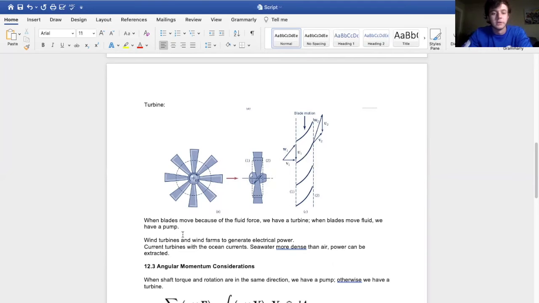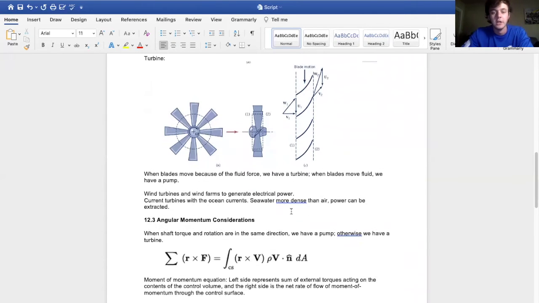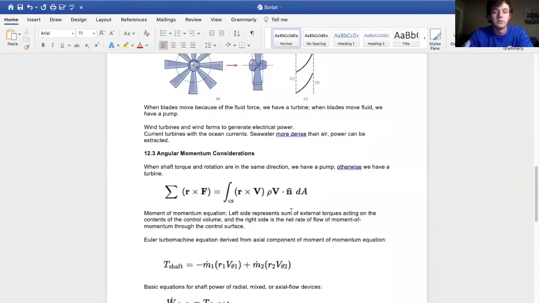And then some great real world examples of turbines. Wind turbines and wind farms are used to generate electrical power all over, and they're becoming increasingly big. And there are actually current turbines in the ocean which are being considered, where the big ocean currents are turning turbines and also generating electrical power. Since seawater is more dense than air, the power can be extracted because air is less dense, but it's faster, whereas seawater is more dense, but slower. So you can still get some great electrical power generation from that.